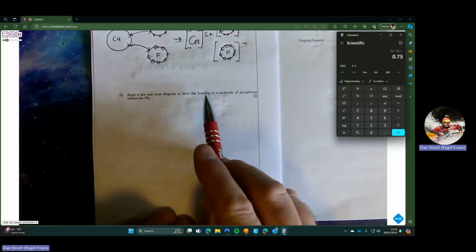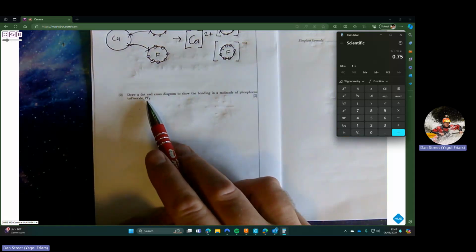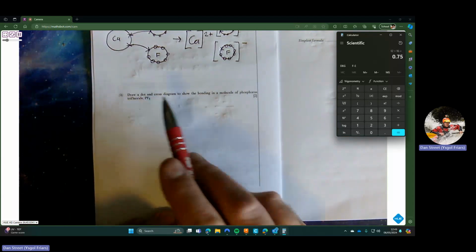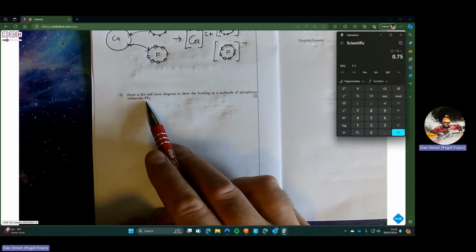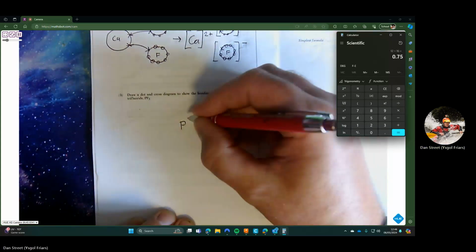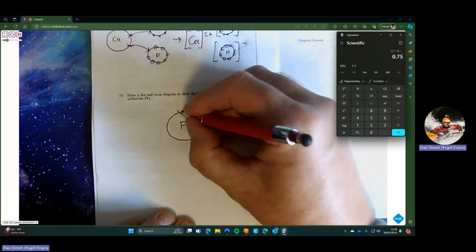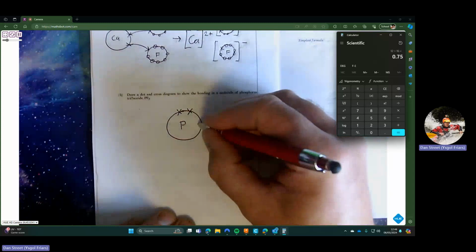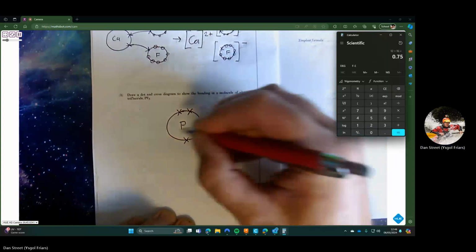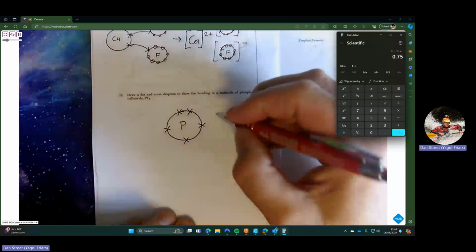Draw a dot and cross diagram to show the bonding in a molecule of phosphorus trifluoride. Okay, so this time there's no transfer of electrons because both elements involved in this bonding are non-metals, so this must be a covalent bonding diagram, a shared electron bonding diagram. Now this one isn't one that we would necessarily practice, however, the principles are the same. So phosphorus is 2,8,5, so we can again just draw the outer shell. So if it's got 5 electrons, it's going to have 2 of them in a pair, and then the other 3 are going to be available for bonding with another atom. And in this case, that atom is fluorine.